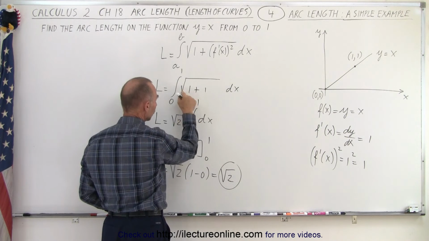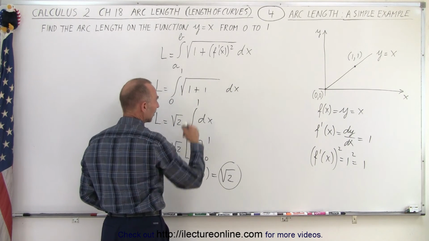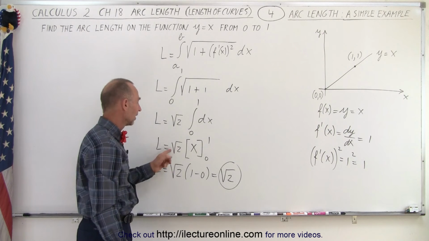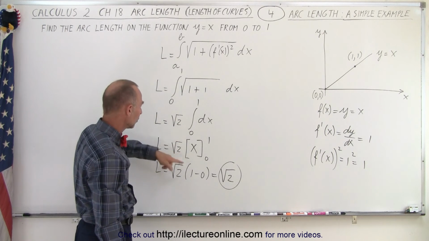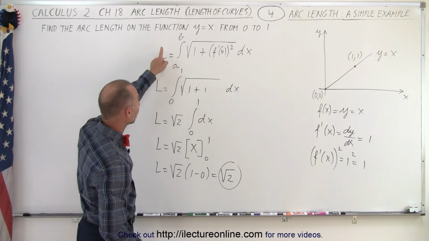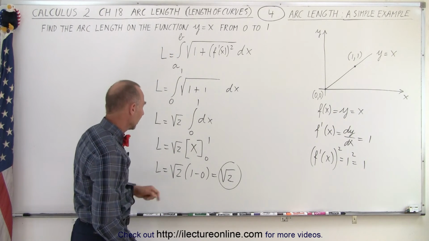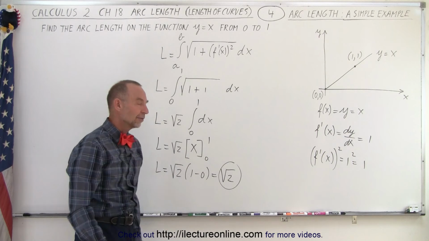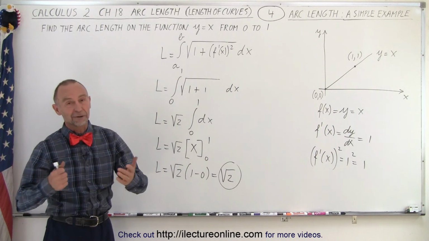That becomes 2. The square root of 2 can be pulled out. We still have the integral of dx, which is x. Then we multiply that times the square root of 2, and the limits are from 0 to 1. Again, these are x limits, even though they don't necessarily explicitly tell you that. And of course, 1 times the square root of 2 is then the answer, the arc length of our function.